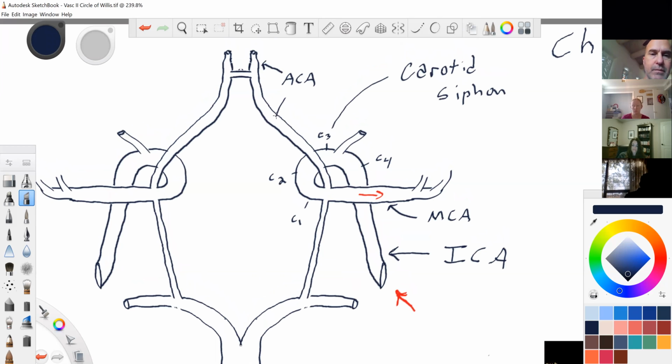That always bothered me. These guys are so adept at changing the names of vessels as they go, that I would think that after this branch here in the middle, it would no longer be the ACA, or they'd have some other designation. But the only designations it actually has is this whole segment here is A1, and then up here is A2. Now, ACA, anterior communicating artery.